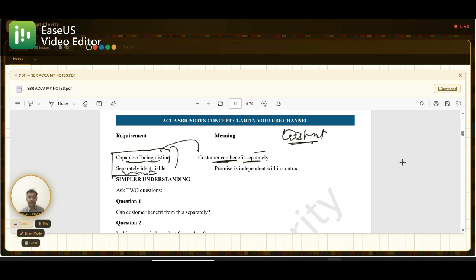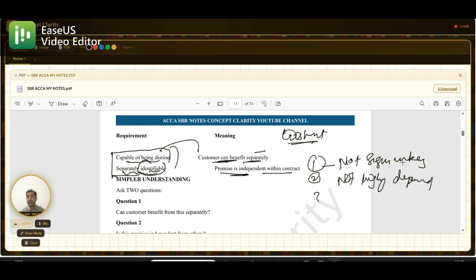And by separately identifiable, it means that the promise is independent within the contract. Now, separately identifiable has some factors that you have to remember. The first one is that it is not significantly integrated. Second, it's not highly dependent on another item, and it cannot change significantly or modify another item. So this means that they are separately identifiable.